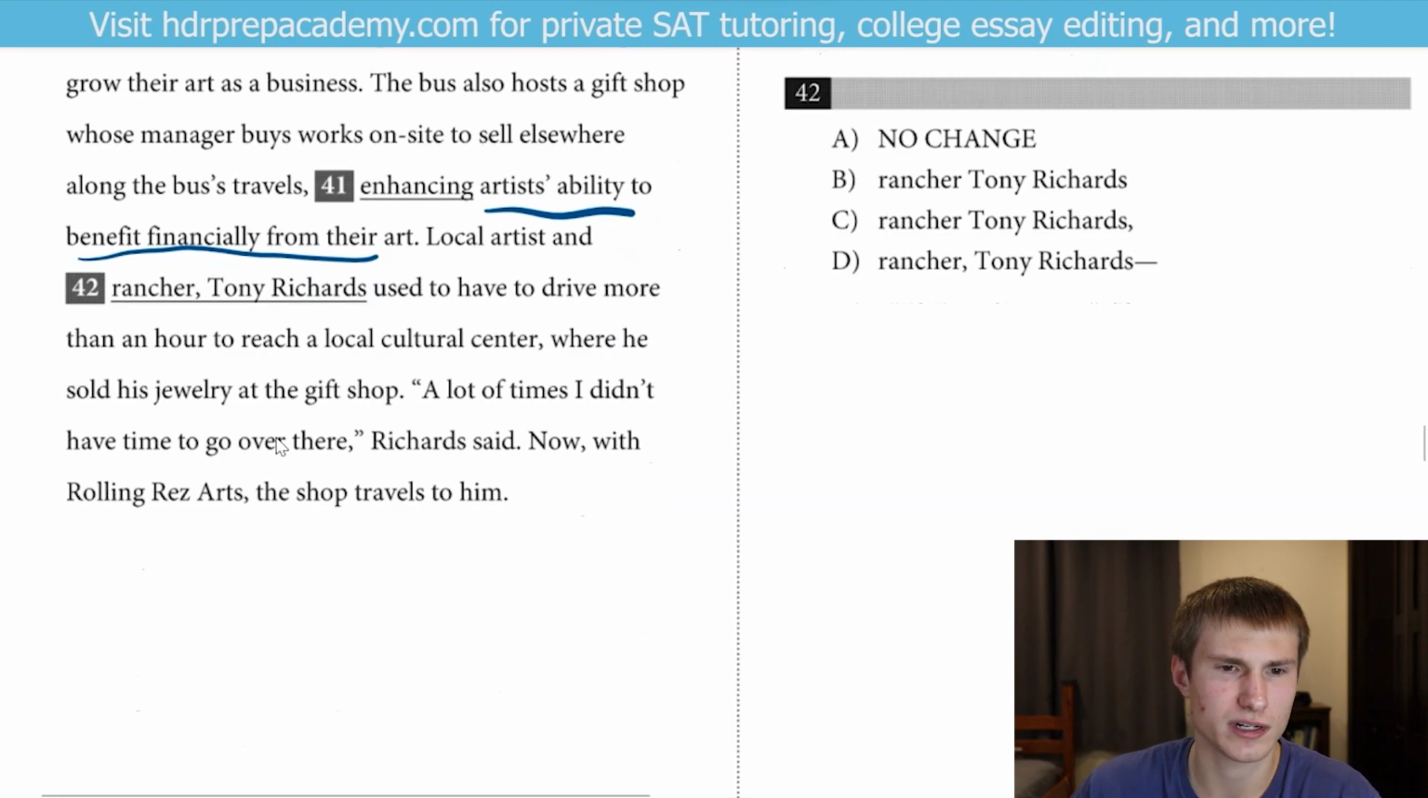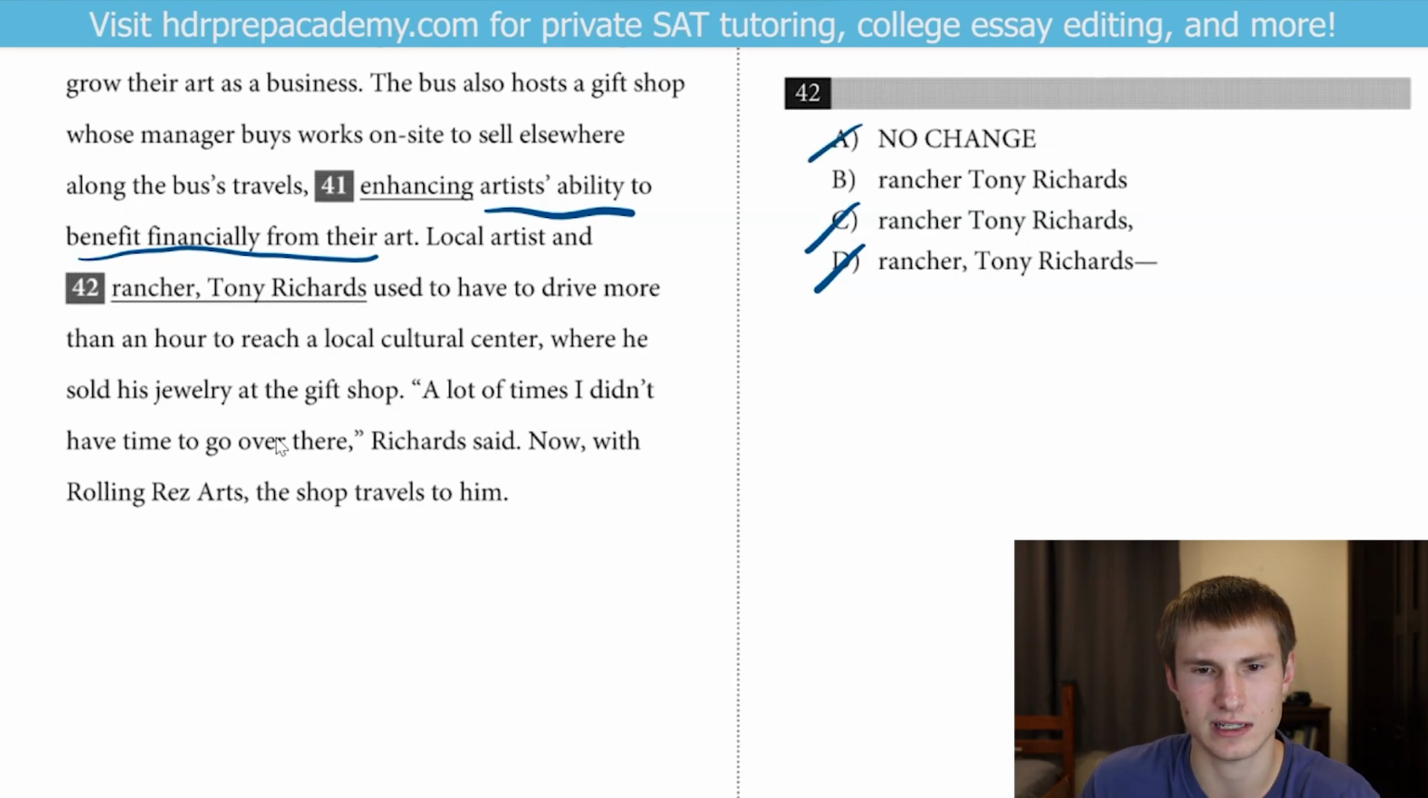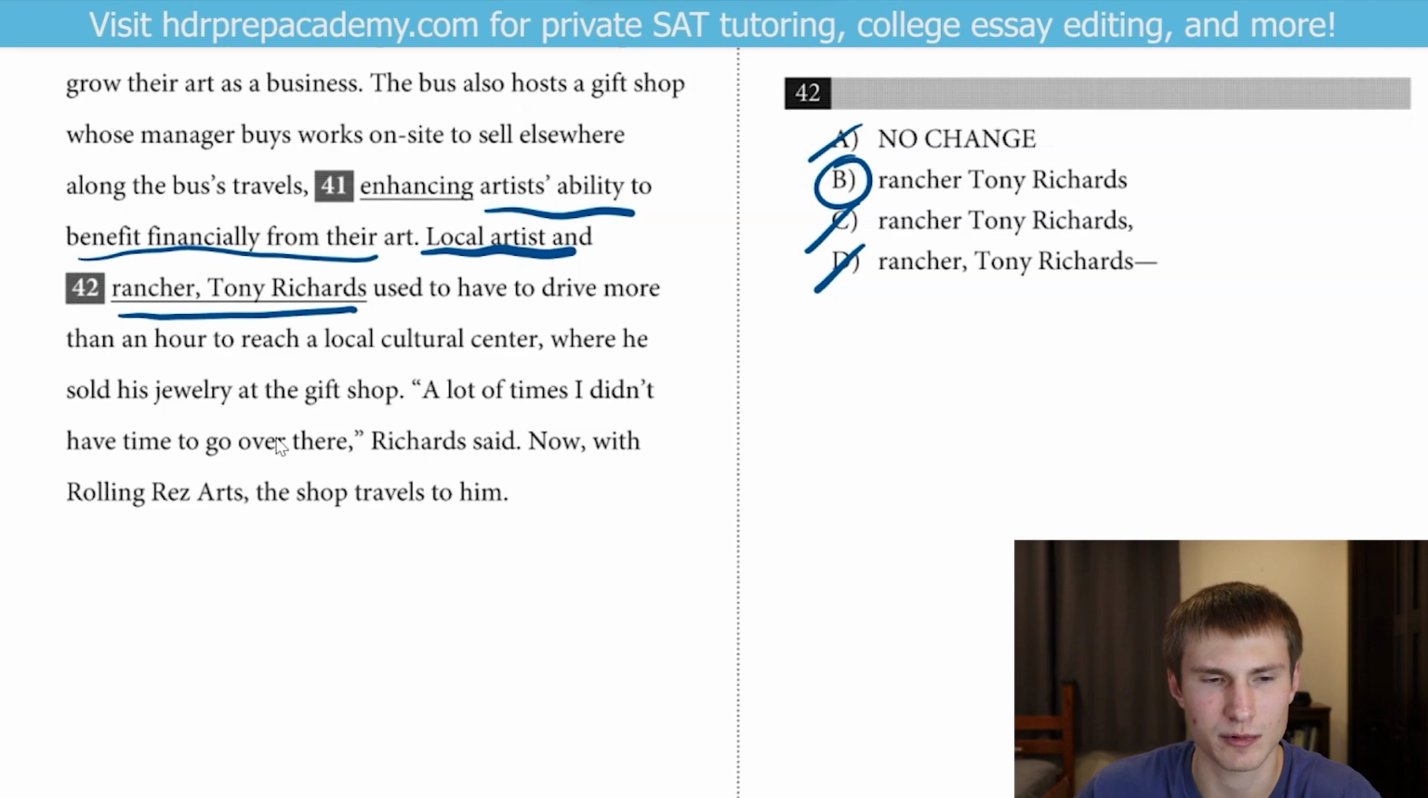42. We have local artist and rancher Tony Richards. We don't need to have any sort of punctuation there. Okay, no need for any punctuation. We can go ahead and get rid of answer choices A, C, and D. Our answer's got to be B. Okay, when we just talk about who someone is, like local artist and rancher Tony Richards, nothing is non-essential there. Nothing needs to be split up with commas. We can just go straight through, no punctuation.